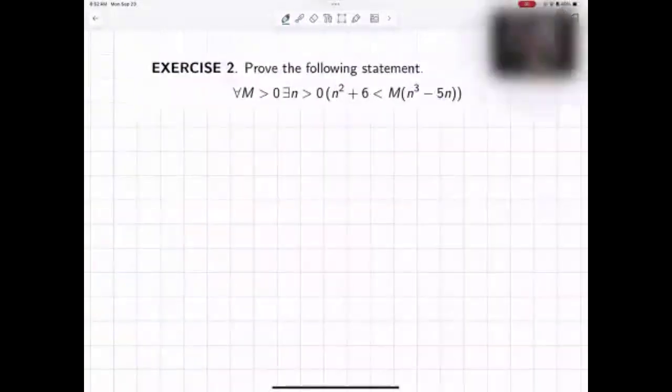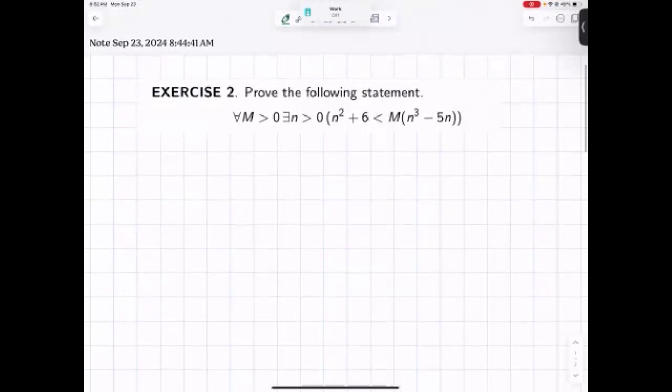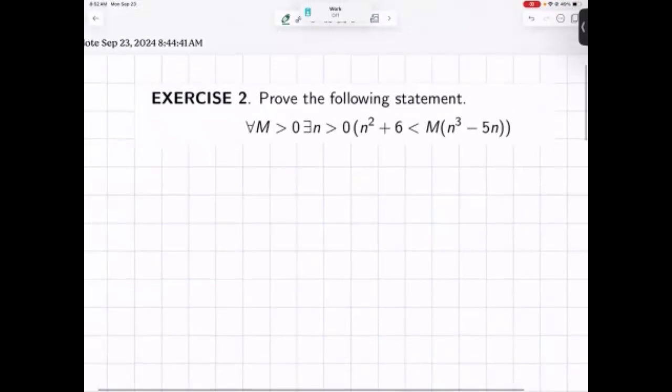Hello and welcome. It's been brought to my attention that I didn't do a super great job of explaining the following exercise's solution. So we're going to take a look at it again.